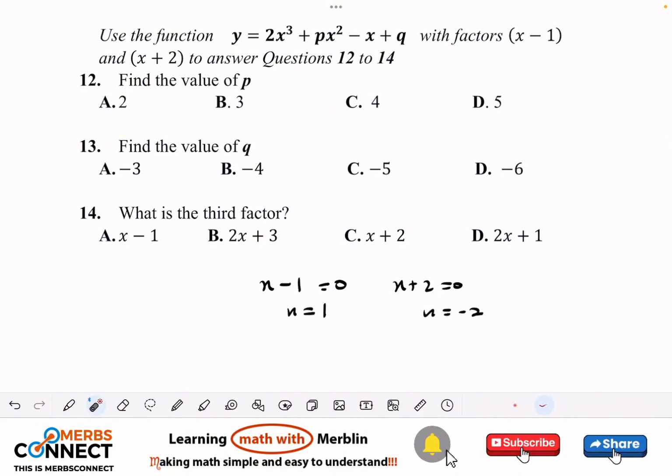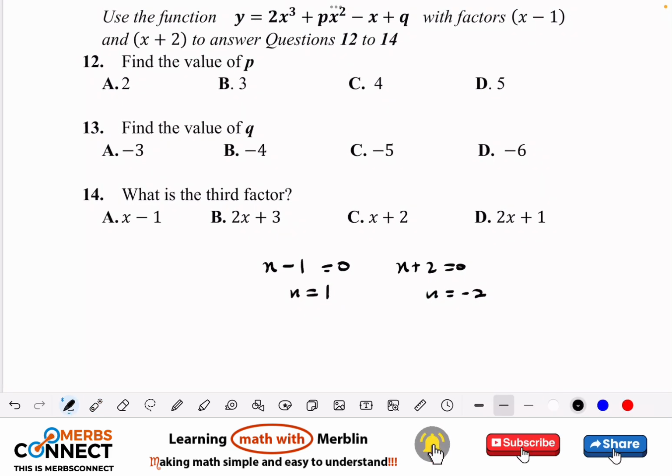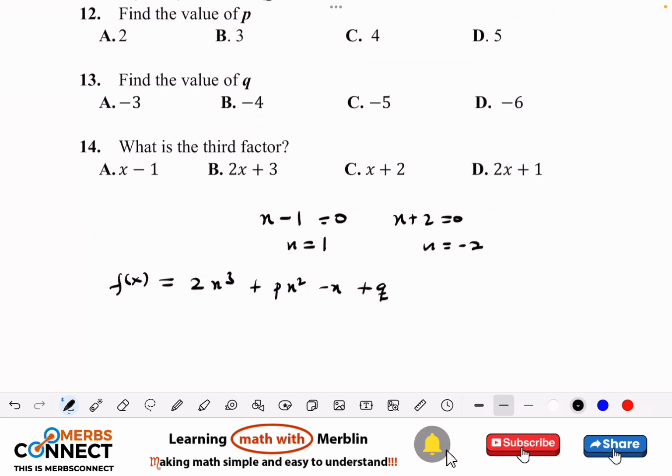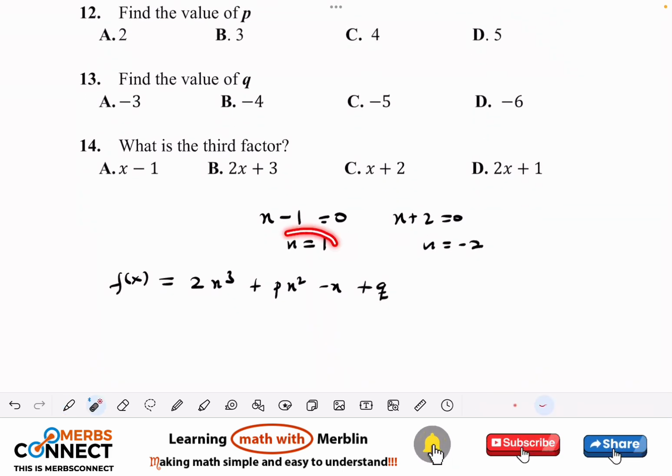So when I plug in 1 into this, I should get 0, because x minus 1 is a factor and x equals 1 is a root or a zero of this. The same thing applies to this. So let's assume that y is f of x. So I'm going to have f of x equal to 2x cubed plus px squared minus x plus q, right? Now we are saying that since this is a root of this, then when I find f of 1, I should get 0.